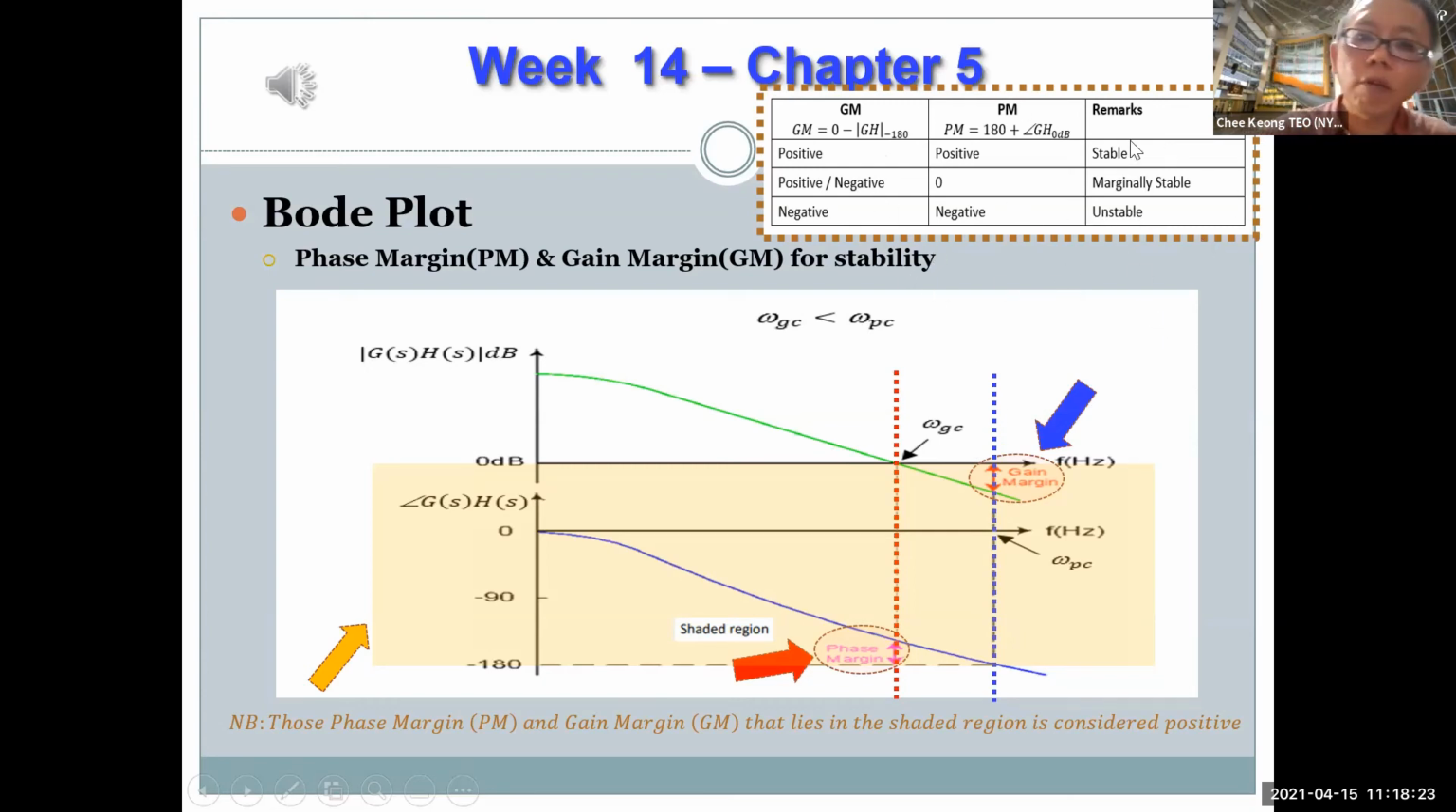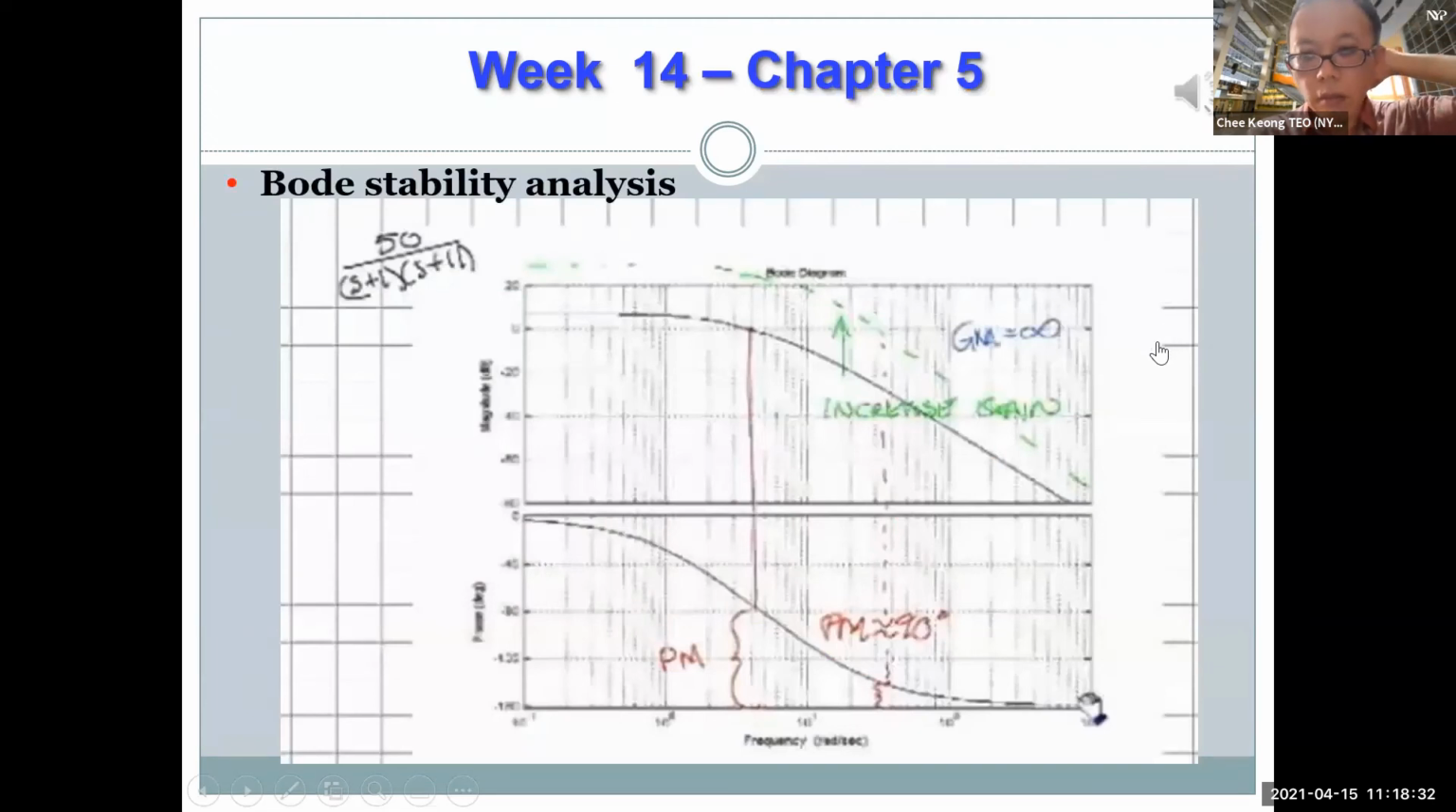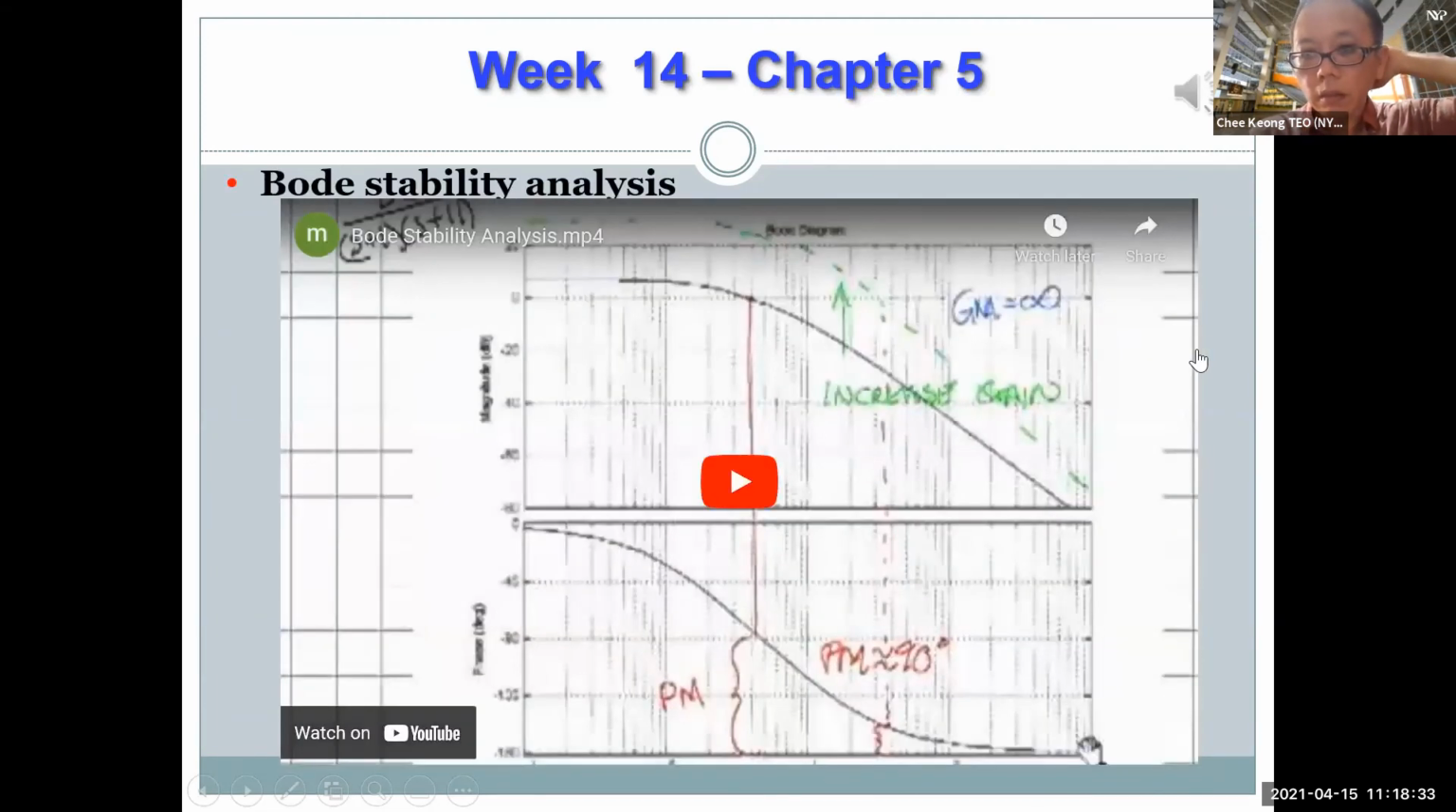So using this rule of thumb, we are able to say whether the system is stable or not stable. Okay? Please watch the Bode stability analysis example to have an animated idea of how to check phase margin and gain margin and determine stability.